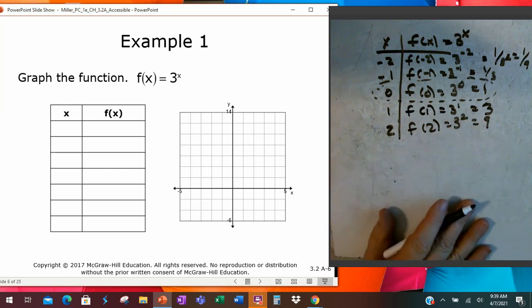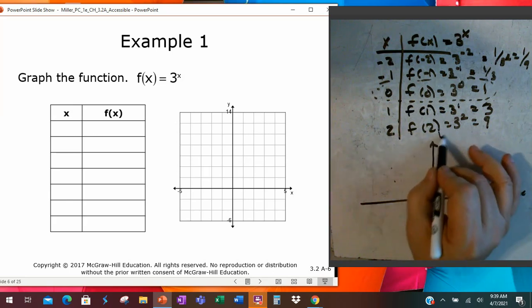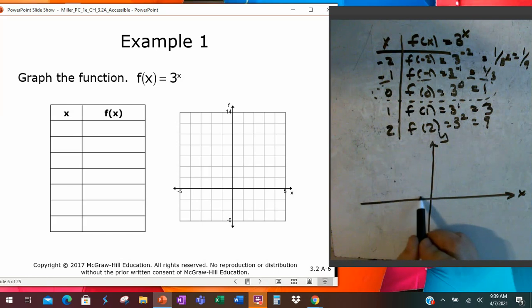Okay. So now I would do my graph, and this is my quick sketch. Here's my x, here's my y. Let me open it up a little bit. So -1, -2, 1, 2 in here.